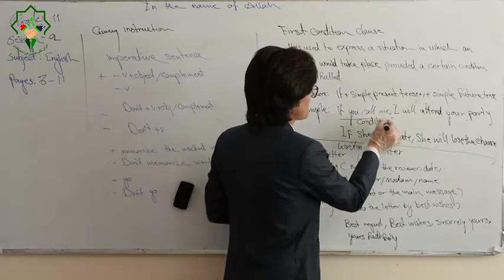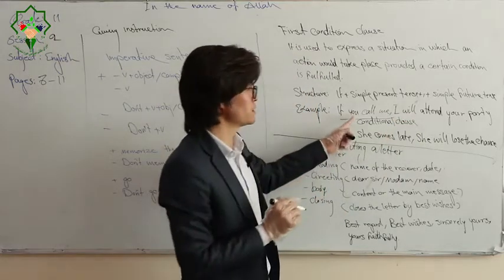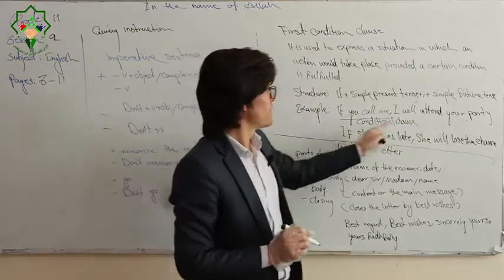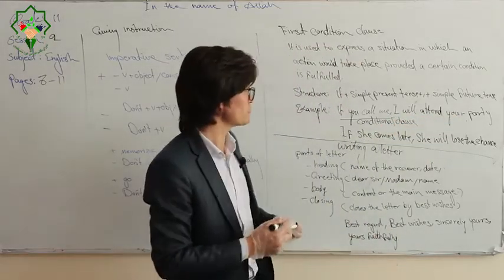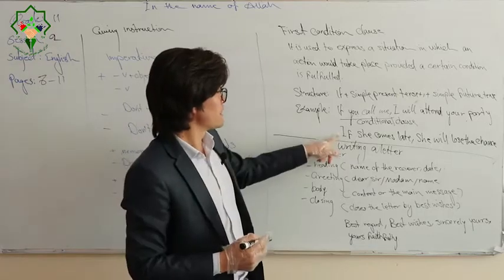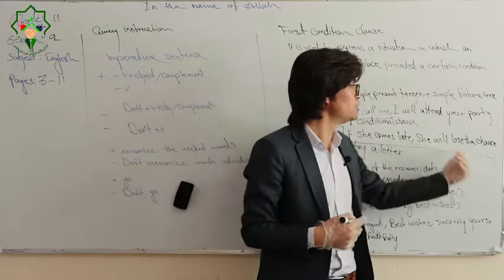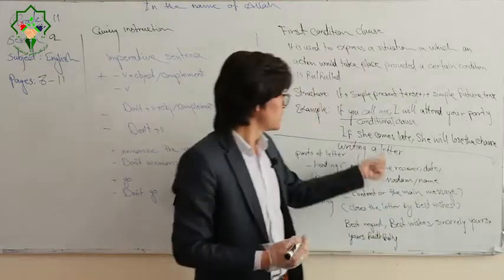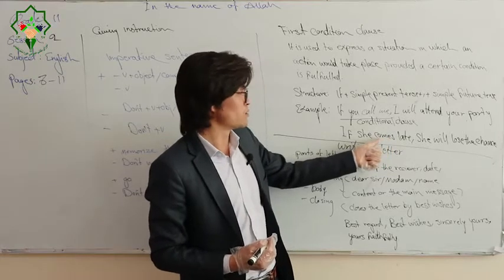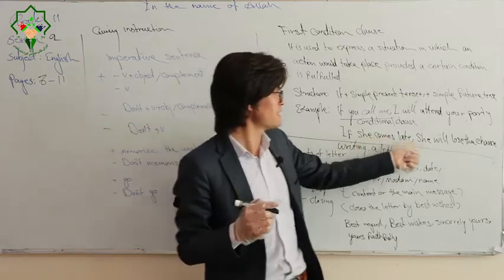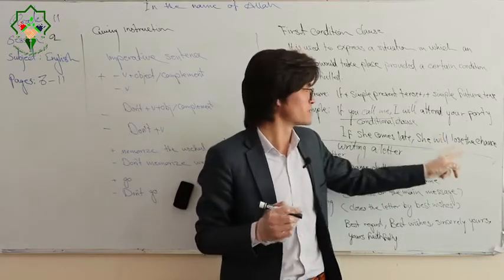Conditional class or condition. This one is the condition, and this one is the effect. The next example: if she comes late, she will lose the chance. Look, the first part, if she comes late, is the conditional class, so it should be simple present tense. The second part, or the effect part, should be with simple future tense. You have to use will.